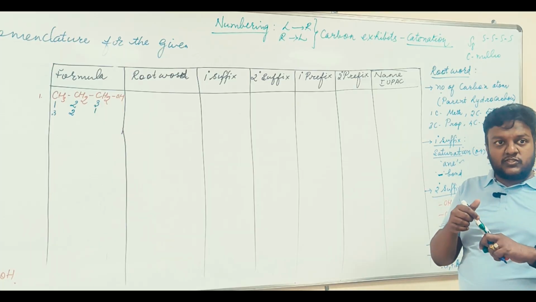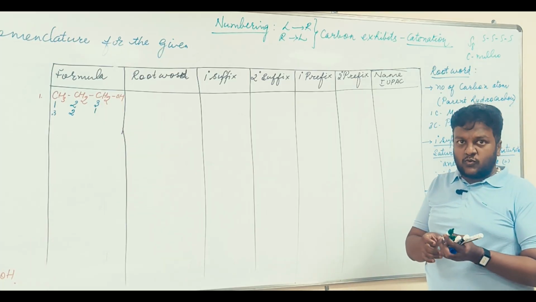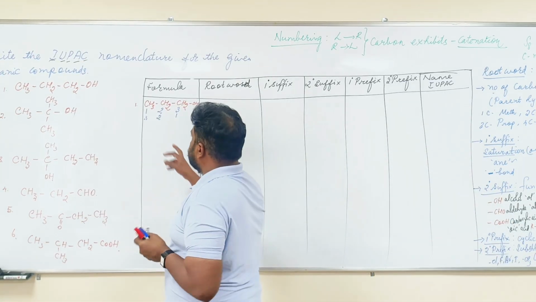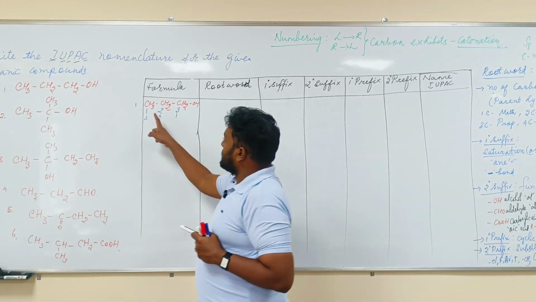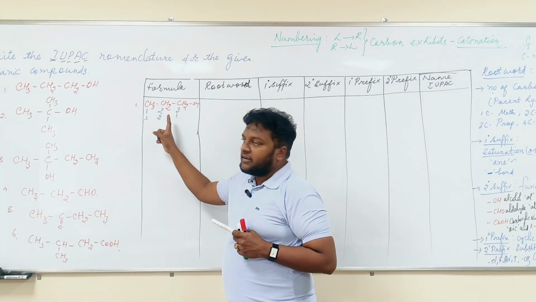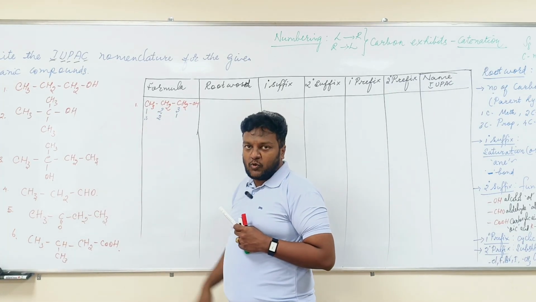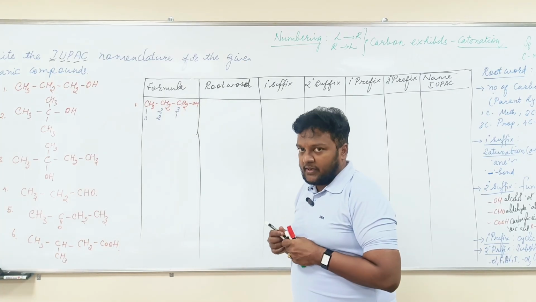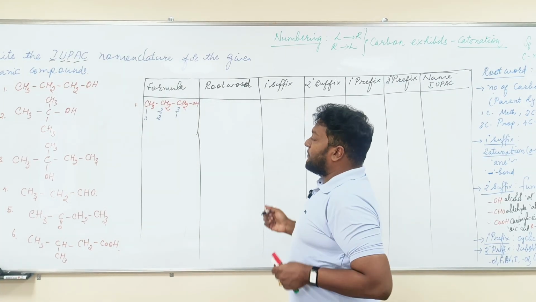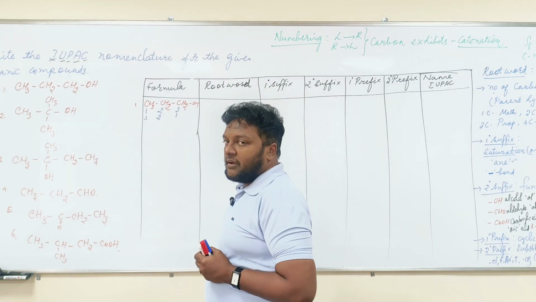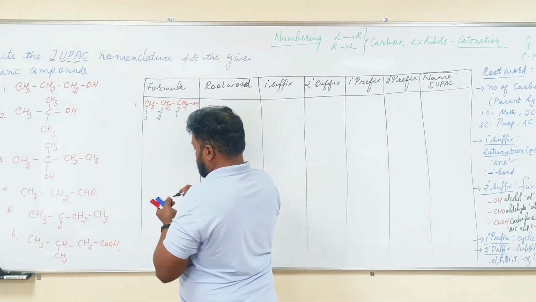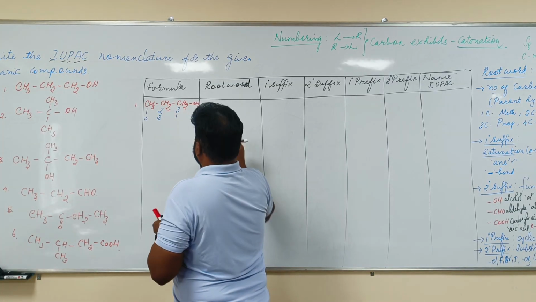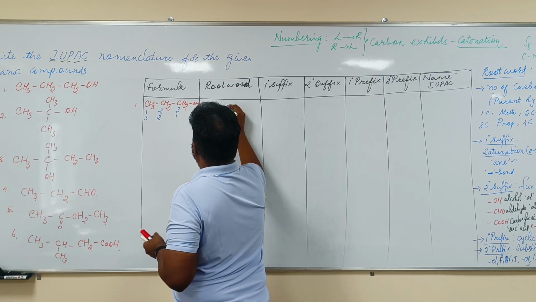Okay. Now coming to the root word. The first compound is CH3, CH2, CH2OH. I have told you that we have to give the numbering from right to left and left to right, both sides. When you give the number, we will come to know the root word. The root word is the number of carbon atoms. How many carbon atoms are present? 3 carbon atoms. So obviously the root word becomes prop.